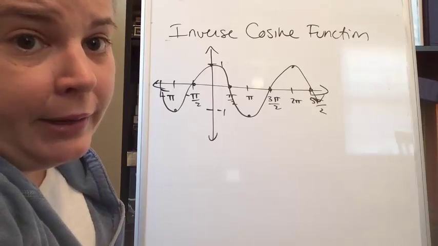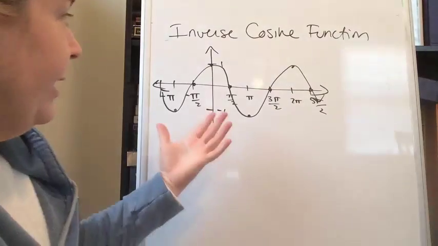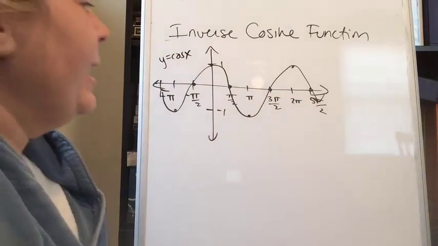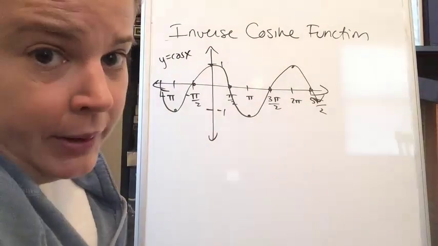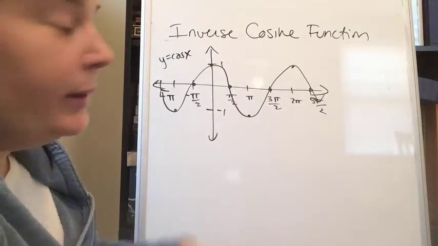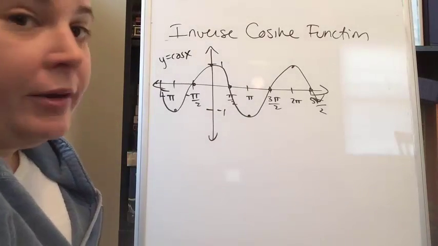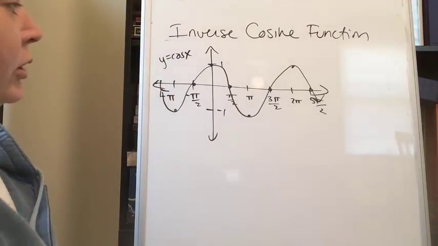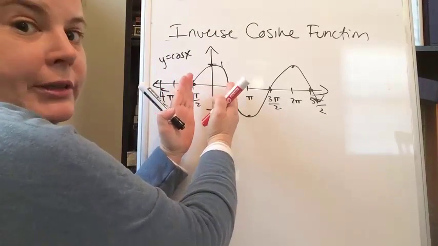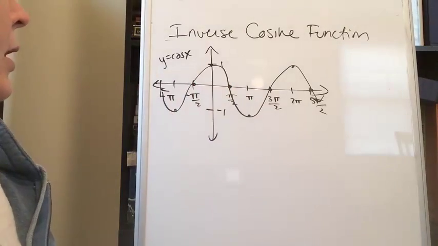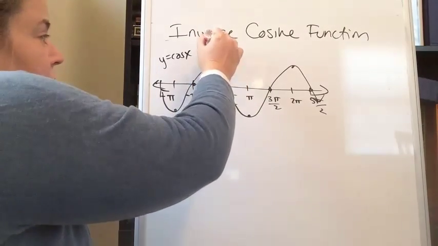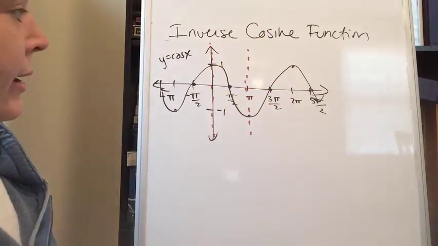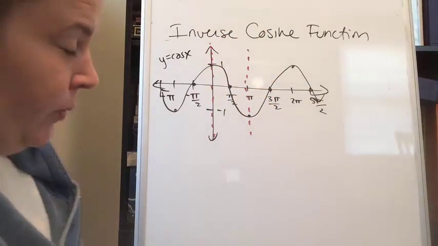So let's take a look at the inverse cosine function. Well, here I have the graph of y equals cosine x. Again, this function is not one-to-one because it does not pass the horizontal line test, so its inverse is not a function. However, if we restrict the domain, and notice we can't restrict it in the same place that we restricted sine because that still would not be one-to-one. So we're going to restrict it from 0 to pi. This chunk of the graph would be one-to-one.